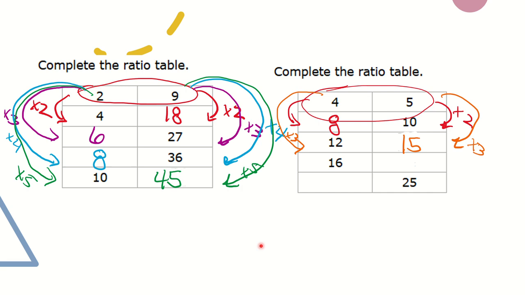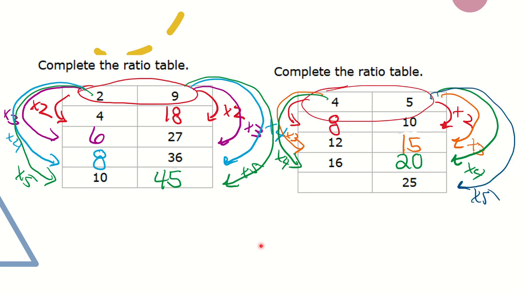We know that 4 times 4 gives me 16. So 5 times 4 gives me 20. And then our last one, we know that 5 times 5 gives me 25. So 4 times 5 gives me 20. And again, these are all equivalent ratios. If I just simply reduce them down, they should always equal up to 4/5. Okay, let's move on to some more practice.